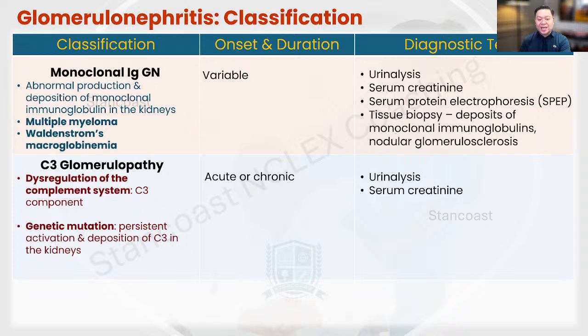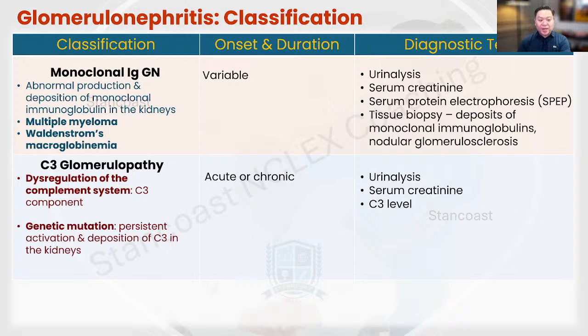It is not capable of filtering at a good rate. So now it will start to accumulate in the bloodstream, causing uremia. Now, since we're talking about the C3 complement, we are going to check on the levels of the C3, and it will now indicate that there is a dysregulation of the complement system. So there will be a low C3 level.